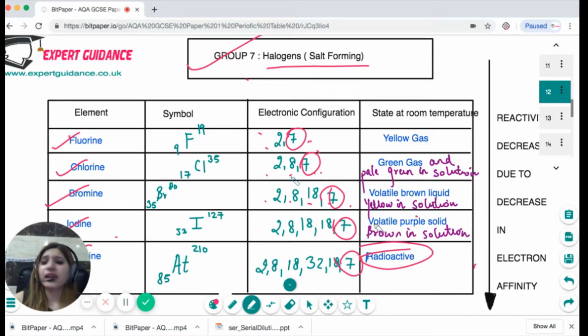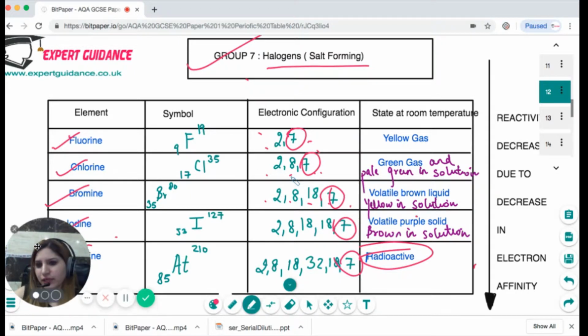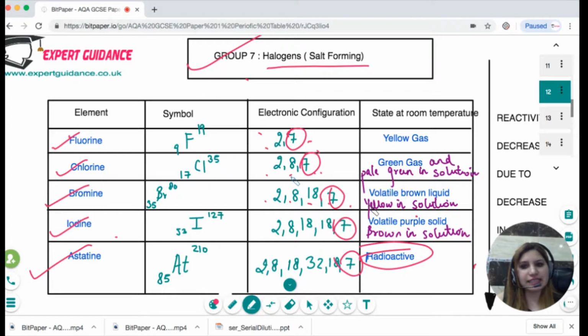But if a question comes in the exam asking which is the highly reactive halogen, you should quickly answer fluorine; the least reactive, astatine; which is more reactive than bromine, chlorine; which is less reactive than bromine, iodine; and which is the green gas amongst halogens, chlorine. So you should know all of this.